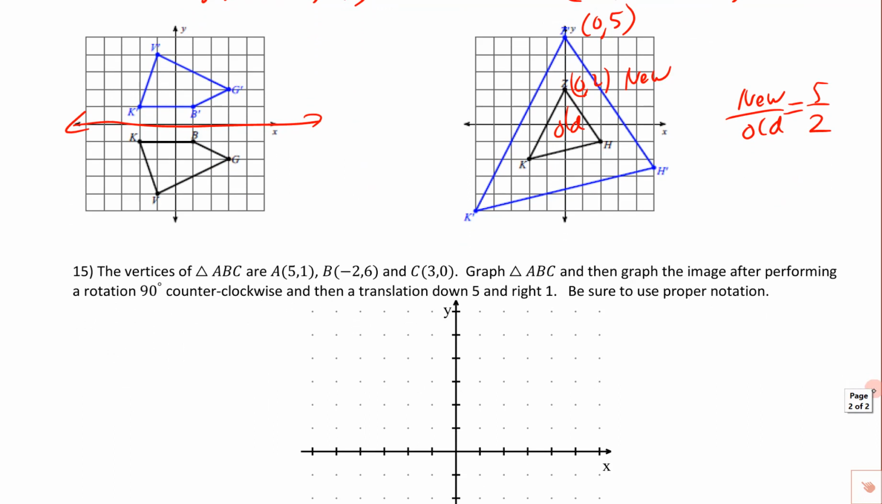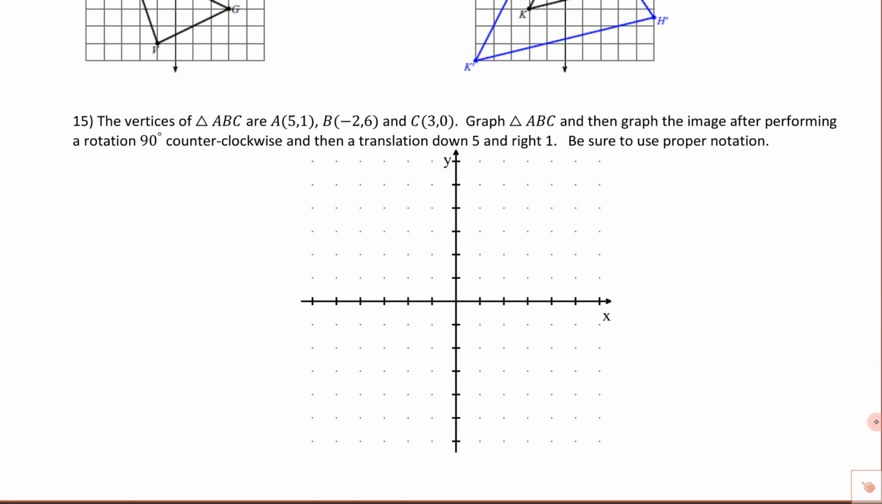Okay, let's slide down here and take a look at this last one on the practice test. This is number 15. It says the vertices of triangle ABC are (5, 1), (-2, 6), and (3, 0). It says graph ABC and then graph the image after performing a 90-degree counterclockwise rotation and then a translation down 5 and right 1. So this is a composition of functions. We have to do 2 of these.